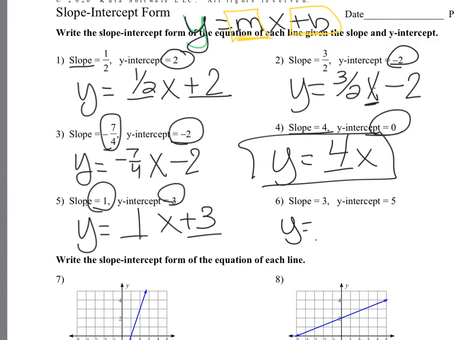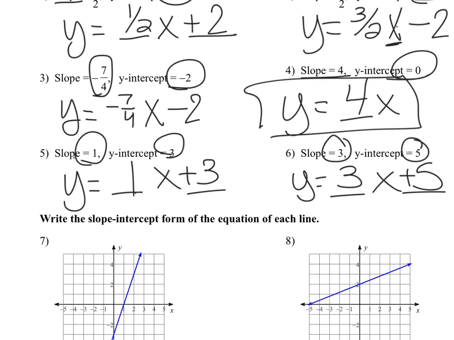And then for our last one, slope is 3, y-intercept is +5. All right, easy, should not be a problem.